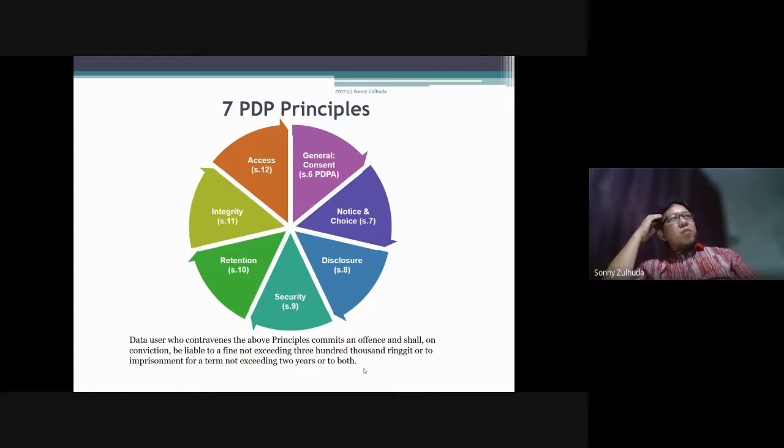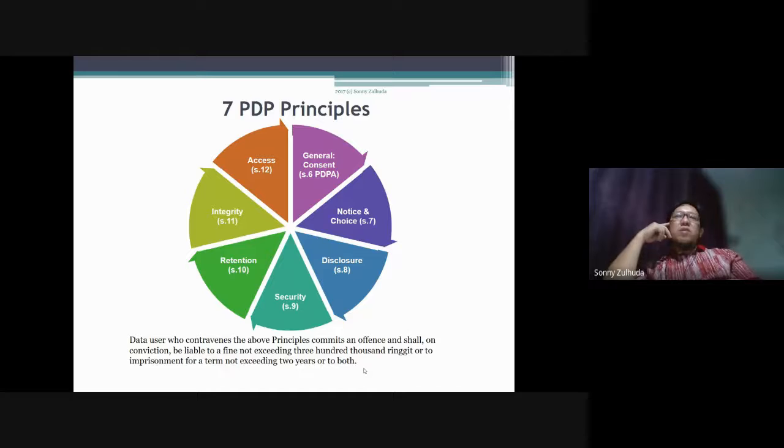Also, when you want to collect data and get consent, you must make sure that the data is collected for a certain purpose. That's why this is under general principle. Under the general principle, there are a few things. For consent, the purpose must be clear, and also it must not be too much. When you collect data, you must collect only according to the necessity, according to the need, not collecting too much data. That is only the first principle.